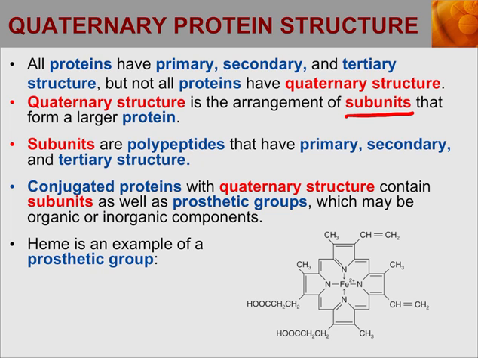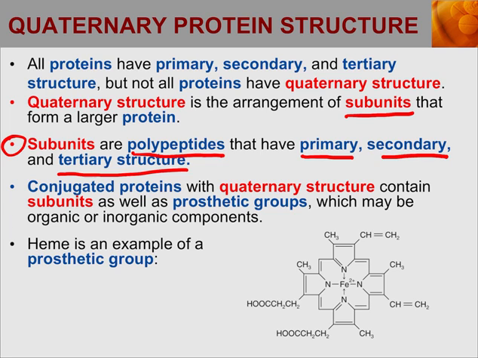So one really good example is hemoglobin, which we saw before. And remember, hemoglobin has 4 different parts to it. So those are its subunits, and they're all bound together to create a larger protein. So that would be the quaternary structure. So the subunits that make up the quaternary structure of a protein are polypeptides that have primary, secondary, and tertiary structure. They might be identical or they might be different. It just depends on the protein.